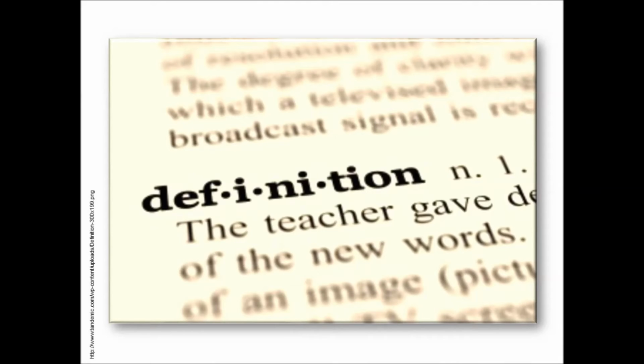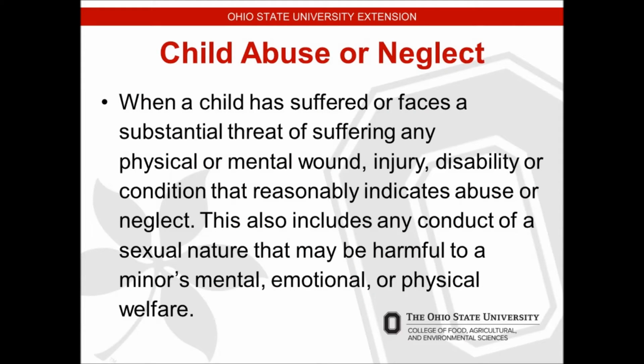The definition of child abuse or neglect is when a child has suffered or faces a substantial threat of suffering any physical or mental wound, injury, disability, or condition that reasonably indicates abuse or neglect. This also includes any conduct of a sexual nature that may be harmful to a minor's mental, emotional, or physical welfare.